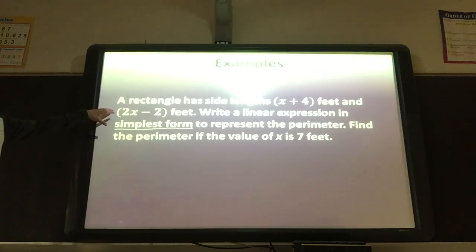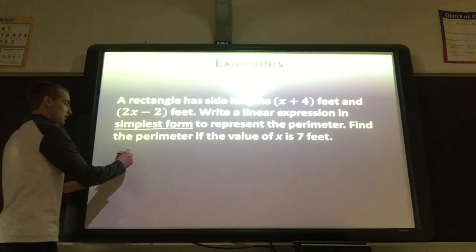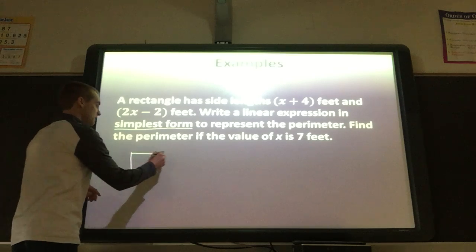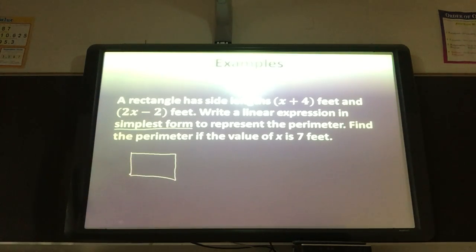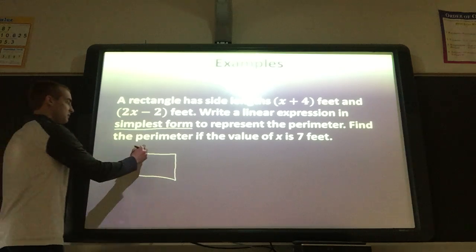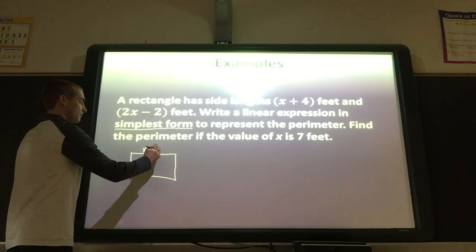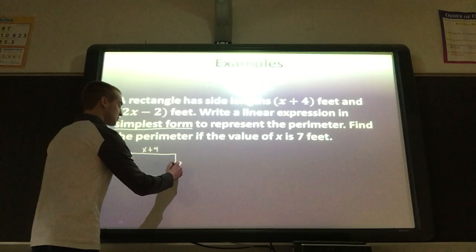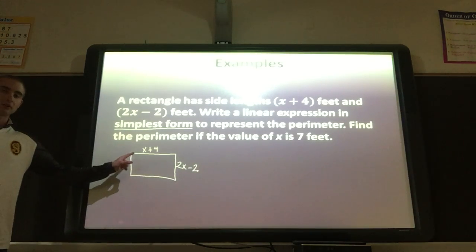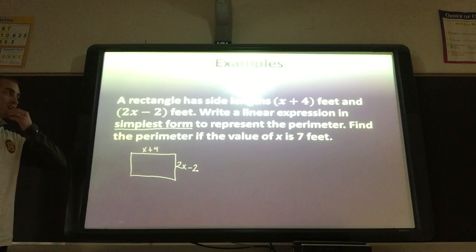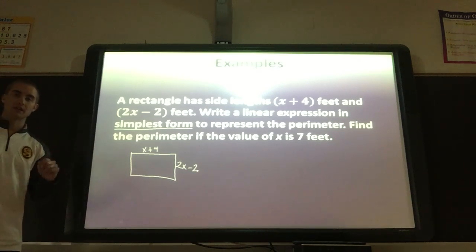Okay, so first of all, what I would do is draw a rectangle, because this is going to help you visualize what we're actually going to do. So a rectangle has side lengths. One side is x plus 4, and one side is 2x minus 2. Well, what do you know about a rectangle? If you're trying to find the perimeter, it means you add up all the sides.